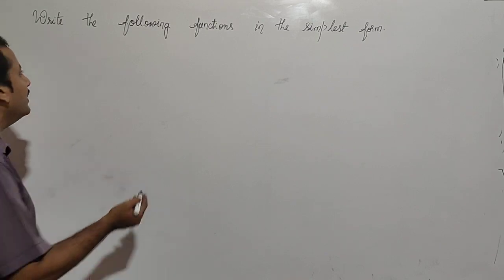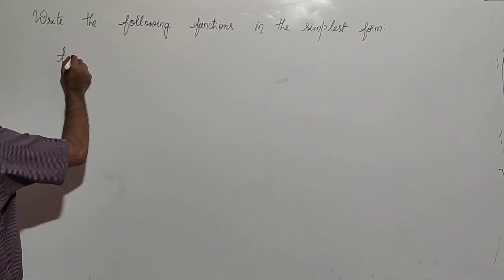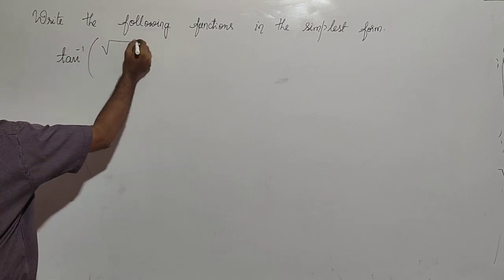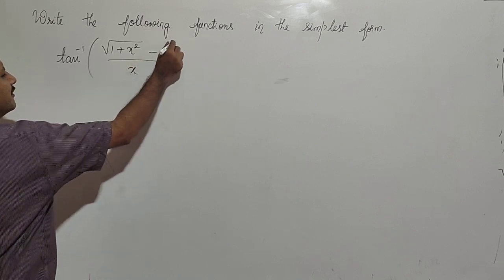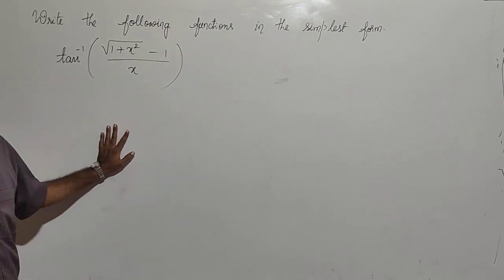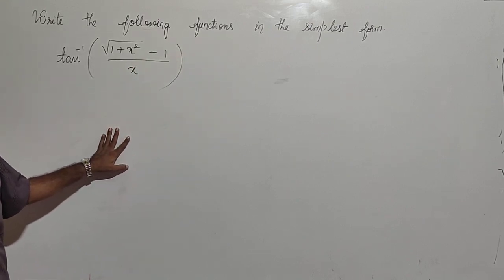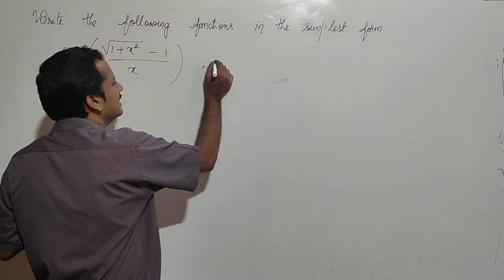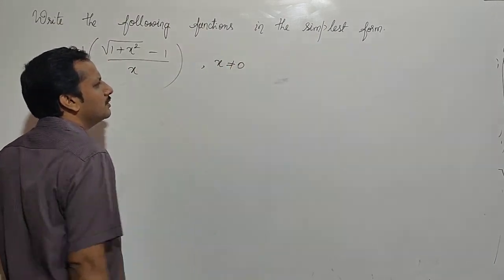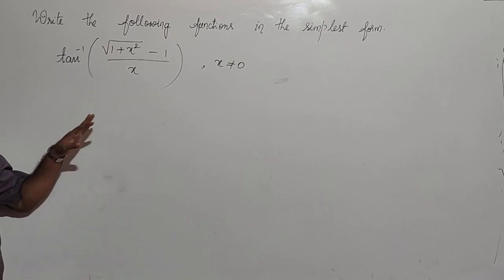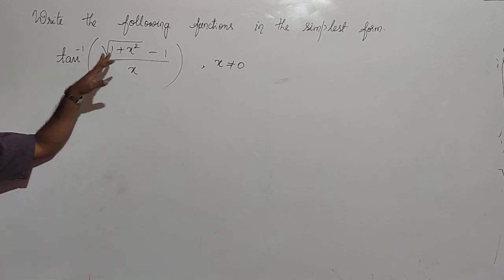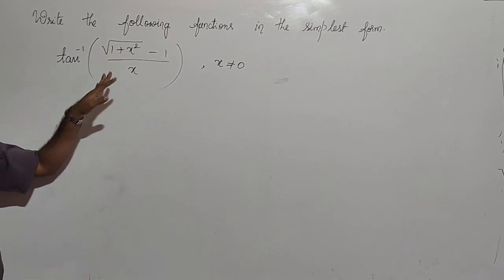Tan inverse of root of 1 plus x square minus 1 divided by x, x not equal to 0. Okay. So here we have to make a substitution. The question is saying you have to express it, write this in its simplest form.